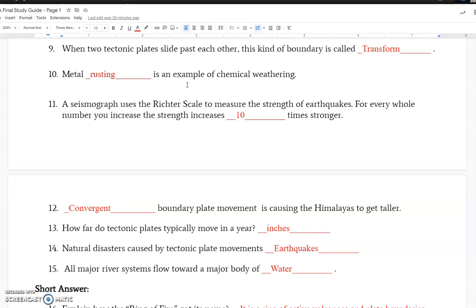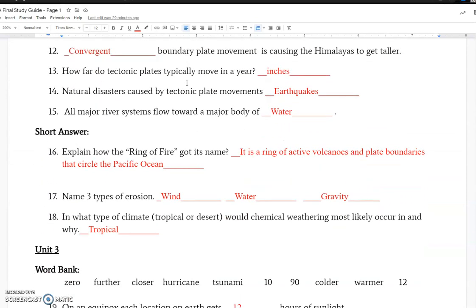14, natural disaster caused by those tectonic plate movements. So when that transform boundary actually breaks and you get that quick, sudden movement of the plates, those are earthquakes. 15. All major river systems flow towards a major body of water. So the Mississippi River, where is it flowing? It's flowing towards the Gulf of Mexico.